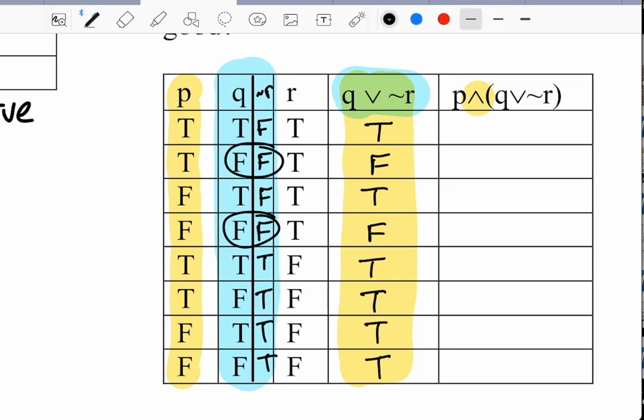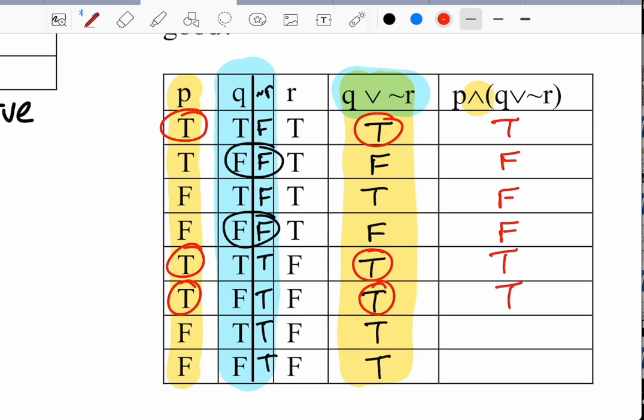All right. And again, the only time a conjunction is true is if both parts are true. All right. So looking at my orange columns, I'm looking for any instance in which they're both true. So that happens here. Not here. So that would be false. Same deal for the next two outcomes. So false, false. All right. A couple of trues. So we're good there. Another couple of trues. Everything else is going to be false.